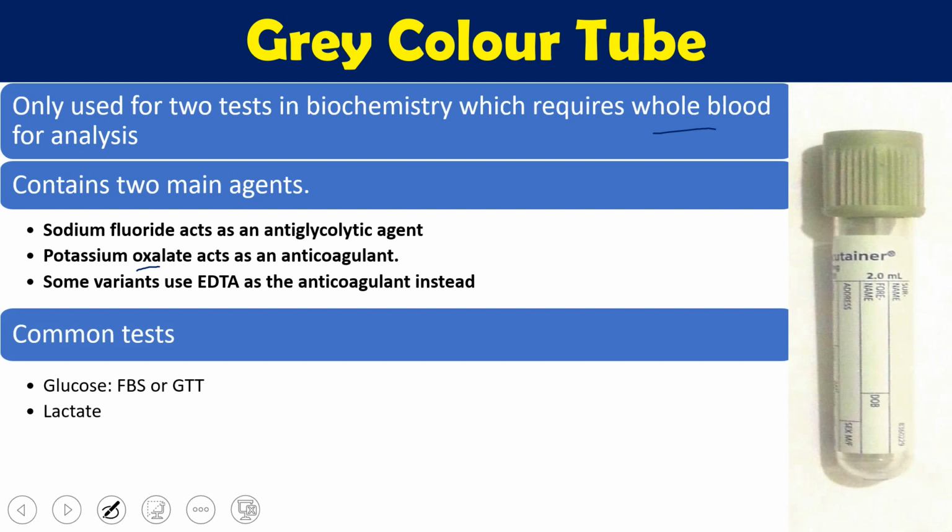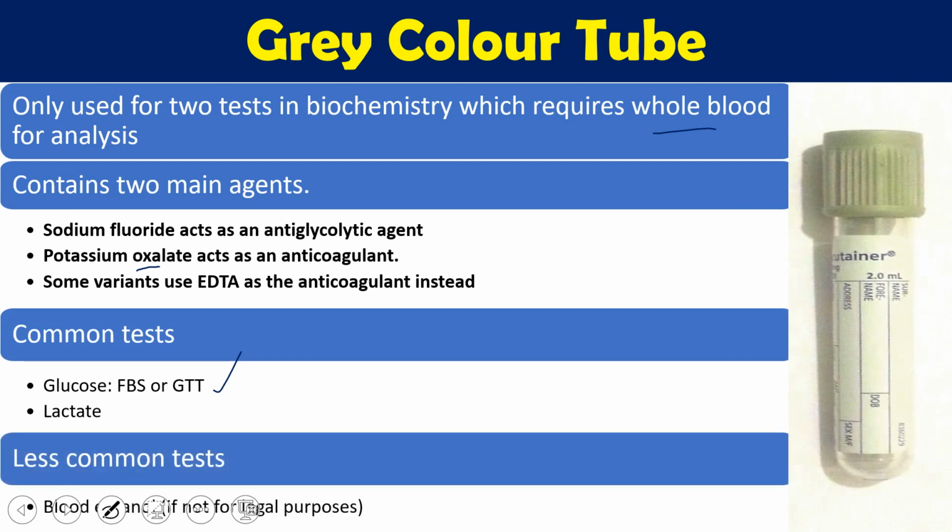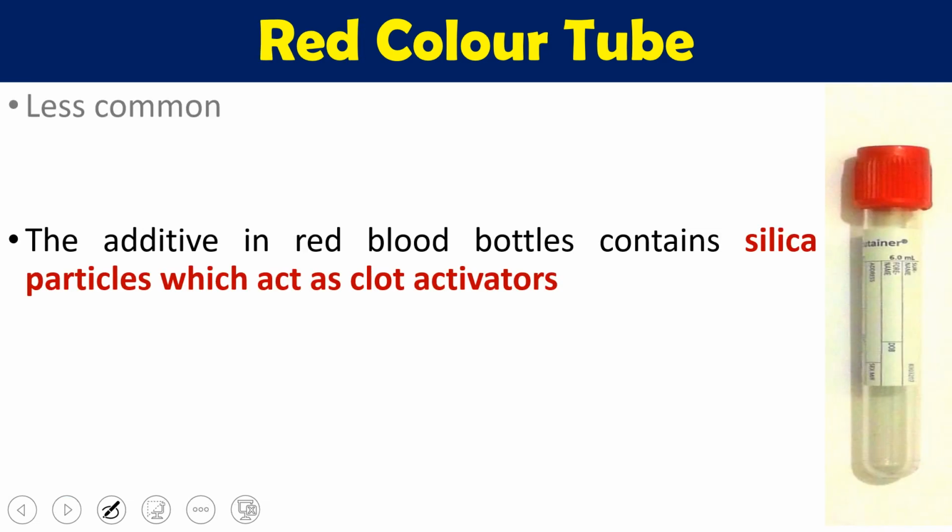These grey color tubes are commonly used for glucose estimations, either fasting blood sugar estimations or the glucose tolerance test, or also for lactate estimations. And there are some less common tests where we evaluate blood ethanol value, but it is not for legal purposes. Here also, once you collect blood in these grey color tubes, they need to be inverted 8 times so that complete mixing takes place.